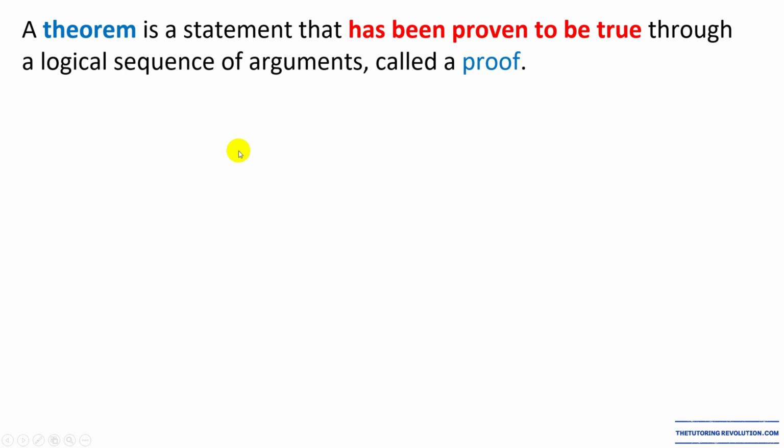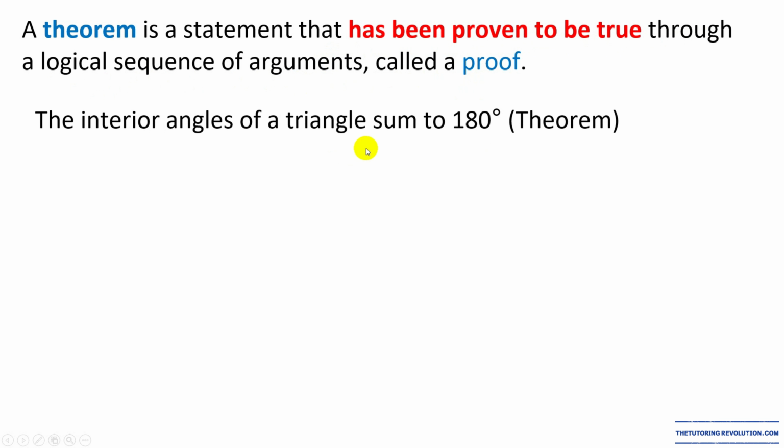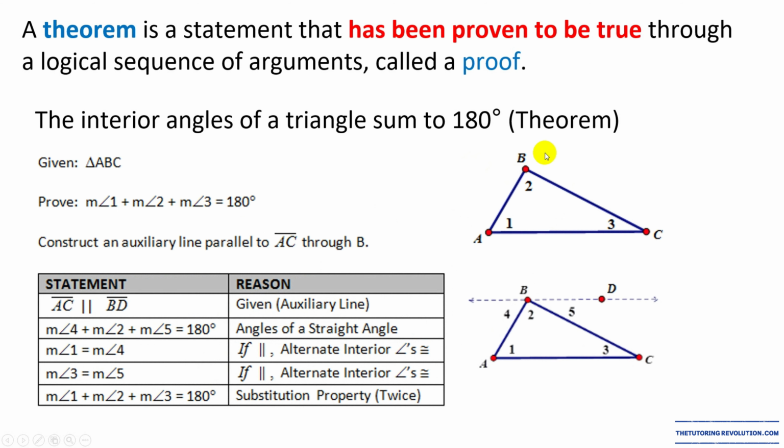A theorem, on the other side, is a statement that has been proven to be true through a logical sequence of arguments called proof. So, for example, the interior angles of a triangle sum to 180 degrees. That's a theorem, okay? It's not obvious that the three interior angles of a triangle are 180. That's not obvious for anybody. So you have to prove that. At least they prove it, and now you trust the people who prove this.